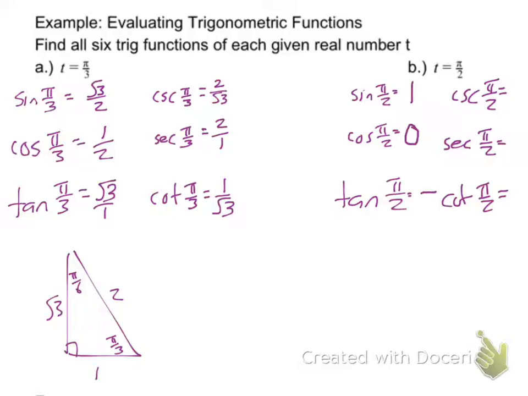Why is there no tangent? What would that require dividing by 0? Yeah, requires us to divide by 0. You can't do that. There's actually a word for that. What would that be called? Undefined. So I'm just going to squeeze that into here. Undefined. Okay. Who has the little 3 for us then?